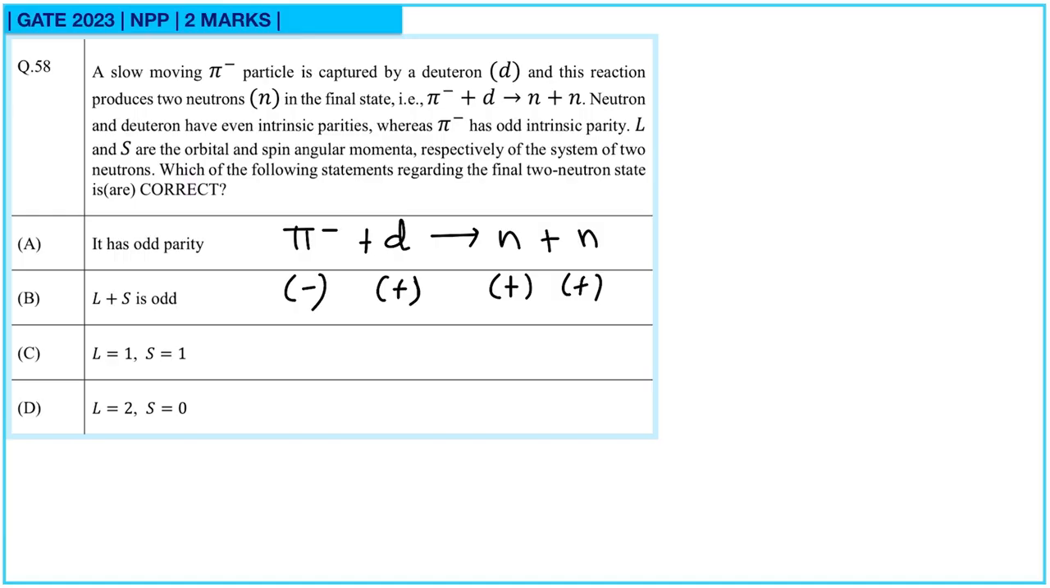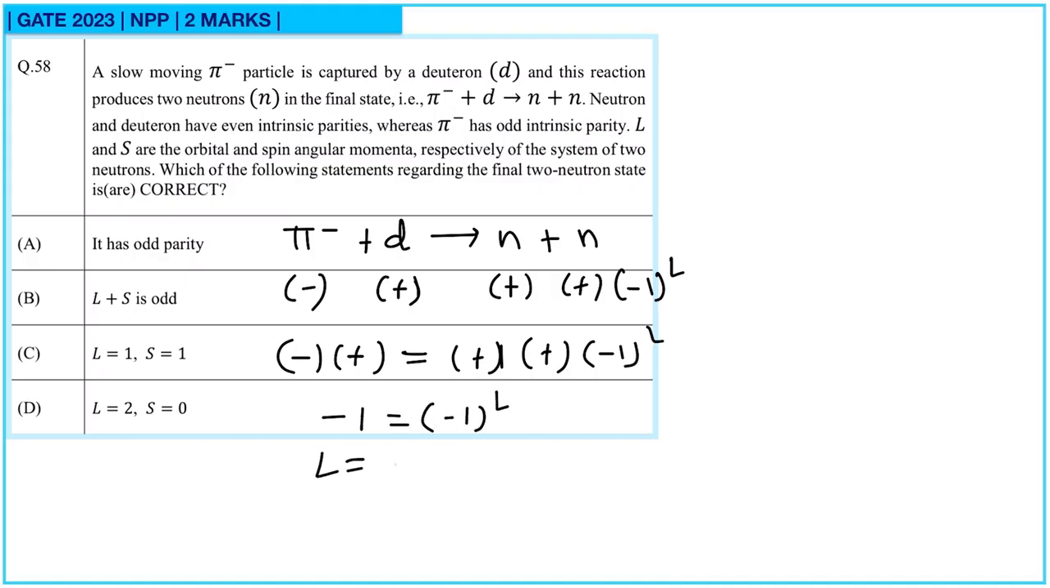L and S are the orbital and spin angular momenta respectively of the system of 2 neutrons. Which one of the following statements regarding the 2 final neutron state is correct? So these are the parities, and parities will be conserved. So this will be minus 1 raised to L. So I'll get minus 1 times plus 1 times minus 1, plus and minus 1 raised to L. So minus 1 is equal to minus 1 raised to L. That gives us L is equal to 1, or it can be 3, or it can be 4, and so on. So L will be odd.